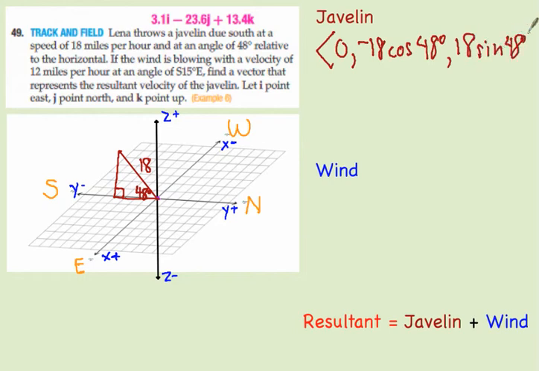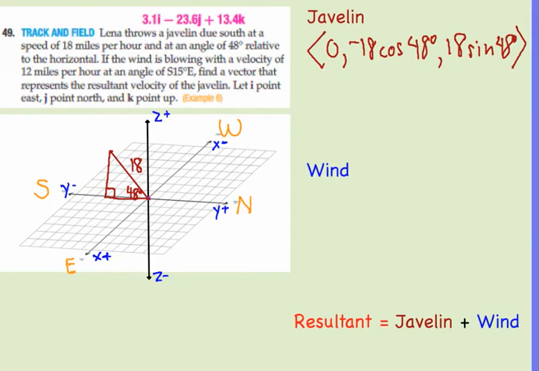Okay? Now let's look at the wind. The wind is saying, we are traveling at 12 miles per hour at an angle of south 15 degrees east. In this case, since there's no z component, if we're in standard position, we're imagining that the wind is flowing horizontally, meaning there's no z component.